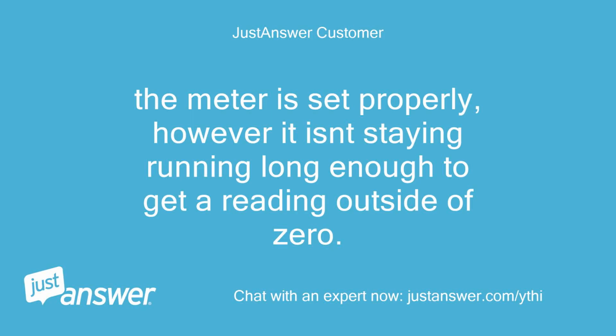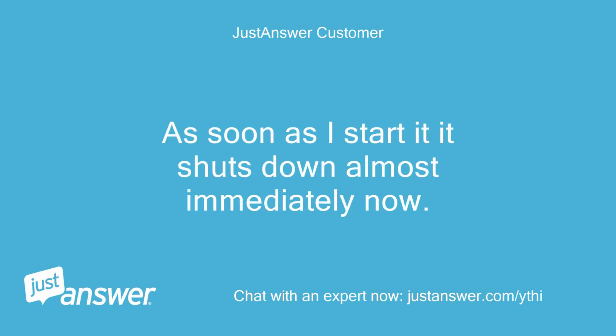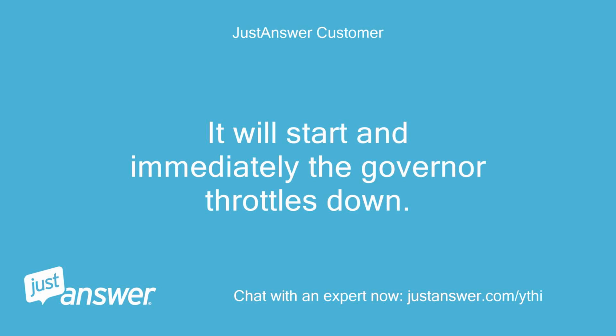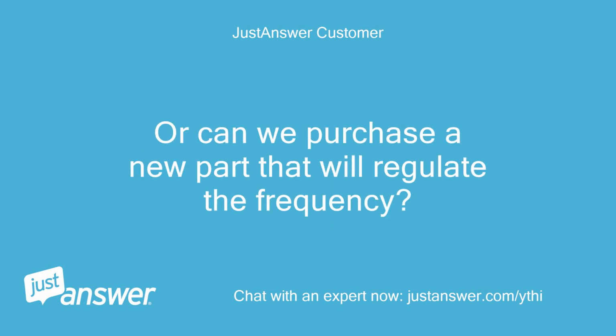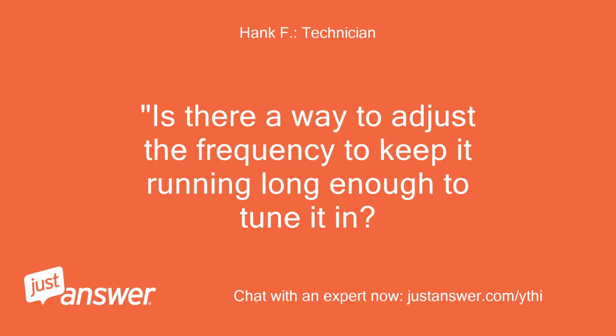The meter is set properly, however it isn't staying running long enough to get a reading outside of 0. As soon as I start, it shuts down almost immediately now. It will start and immediately the governor throttles down. Is there a way to adjust the frequency to keep it running long enough to tune it in? Or can we purchase a new part that will regulate the frequency?